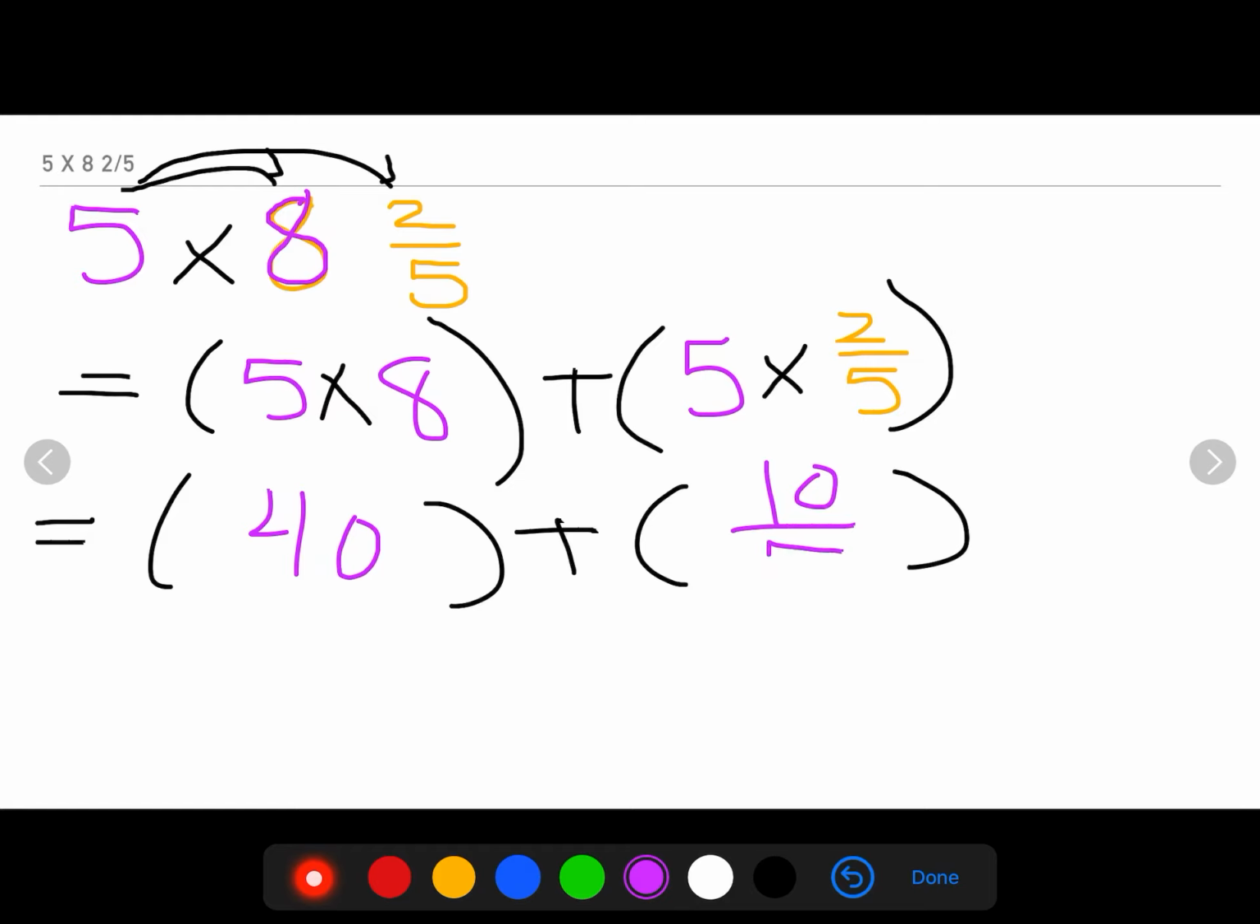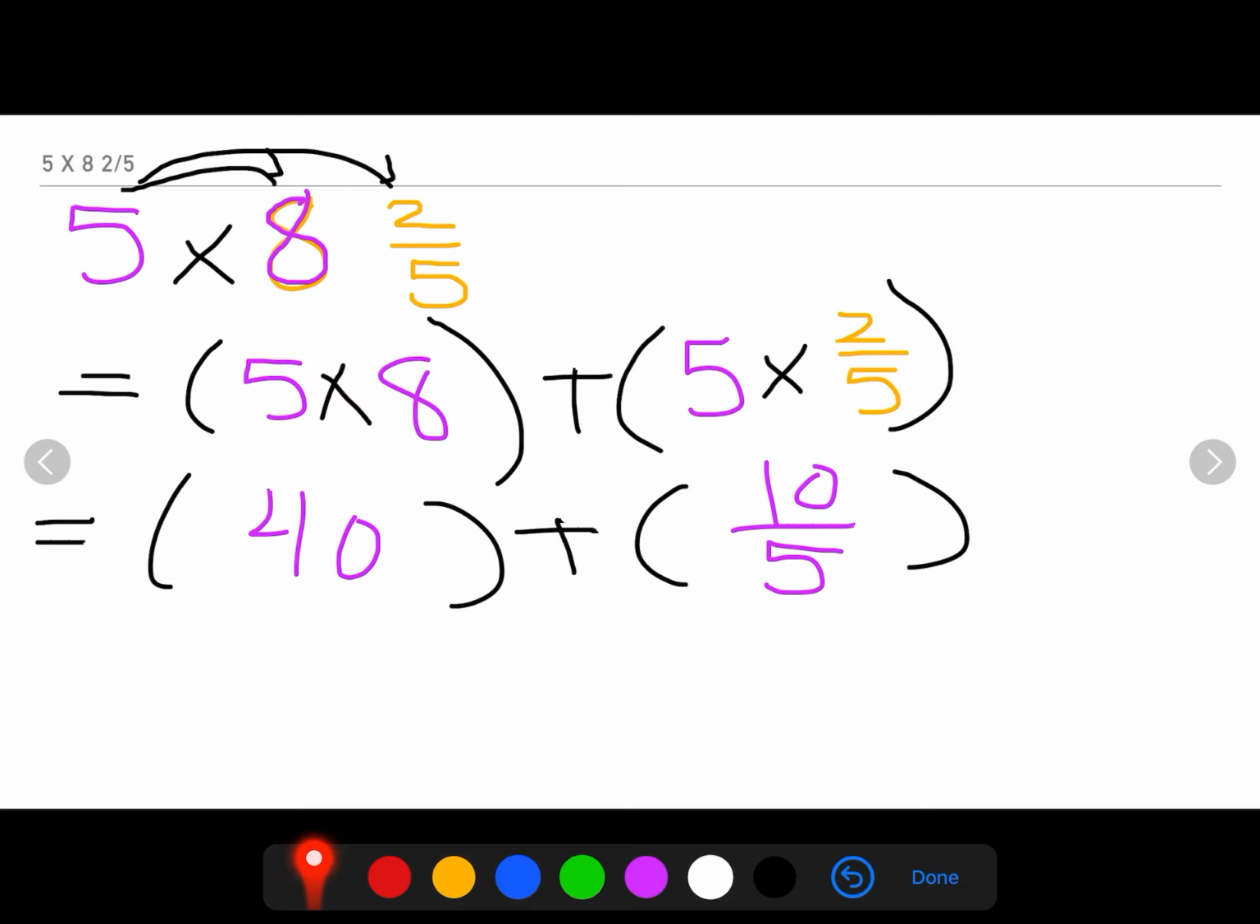Awesome thinking, 10/5. You guys are awesome at this review. I know that in order for me to multiply 5 times 2/5, I'm going to be multiplying that whole number by 2. So 5 times 2 is 10, and I still have fifths. So everything is over 5. So now I'm going to add even further, 40 plus 10/5.